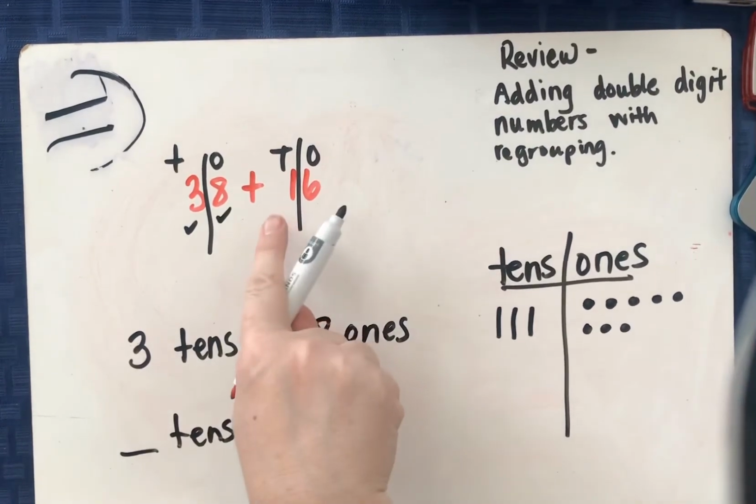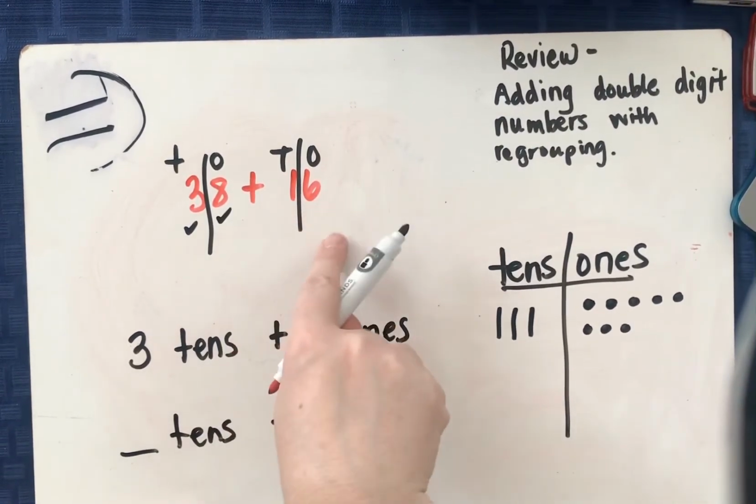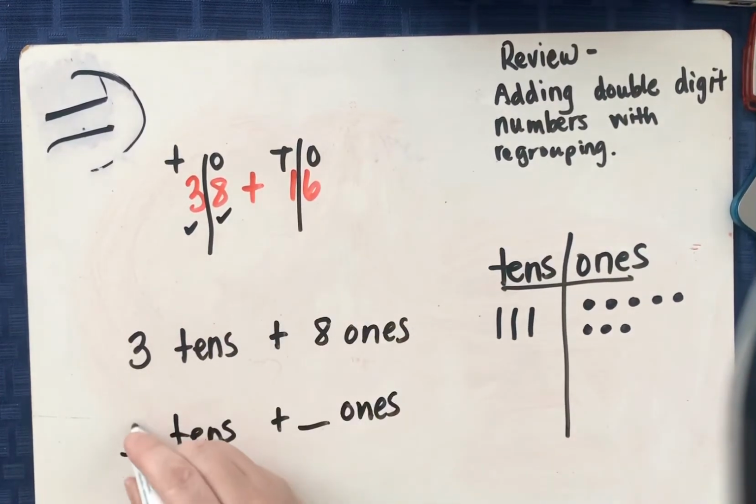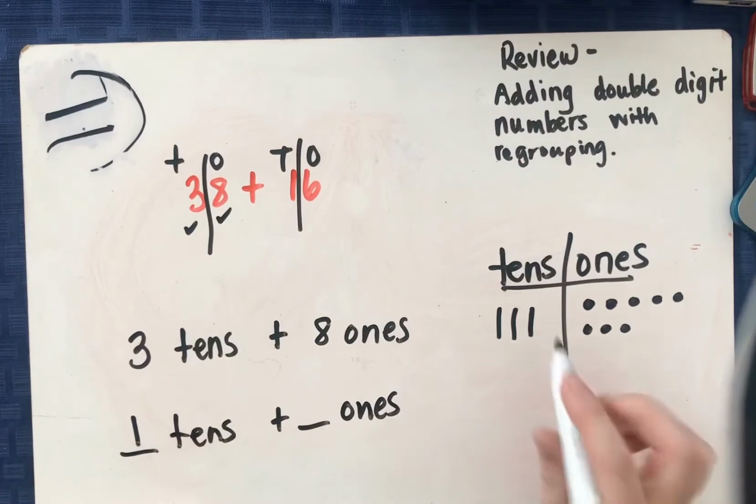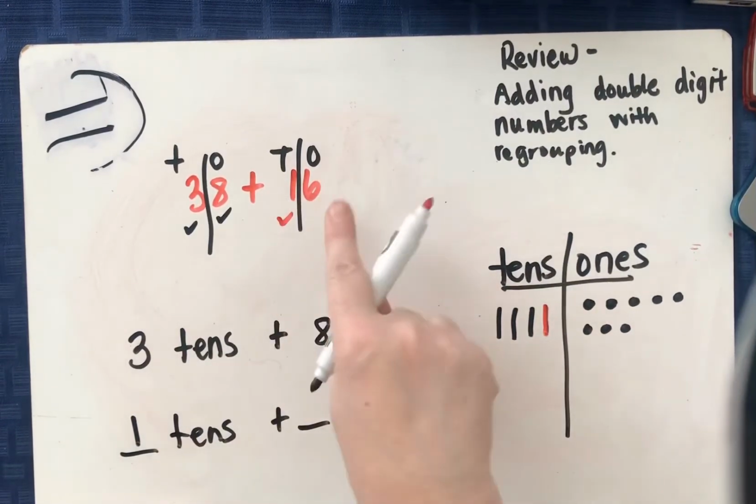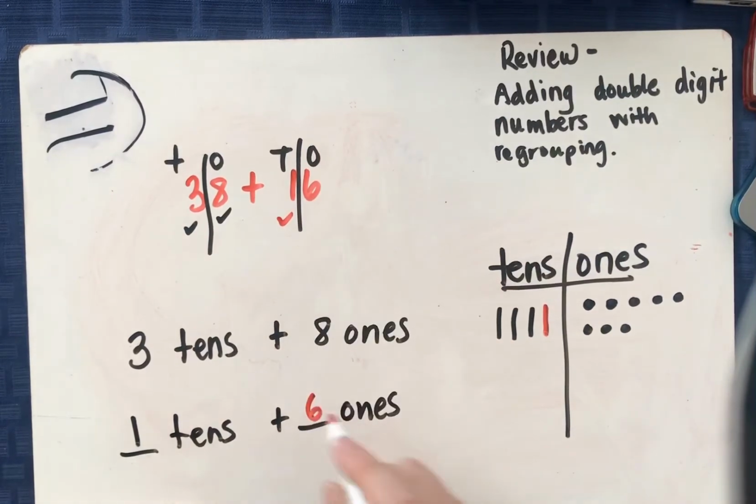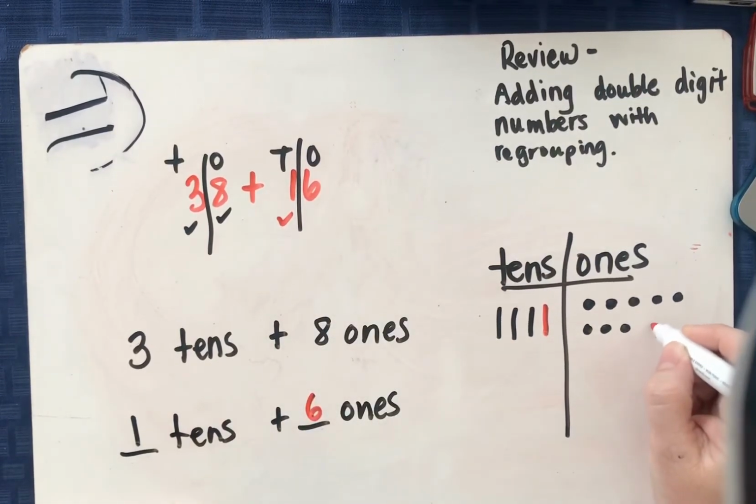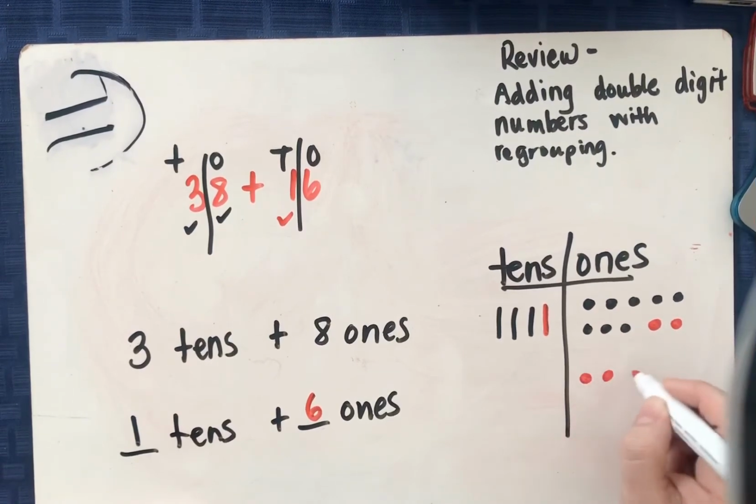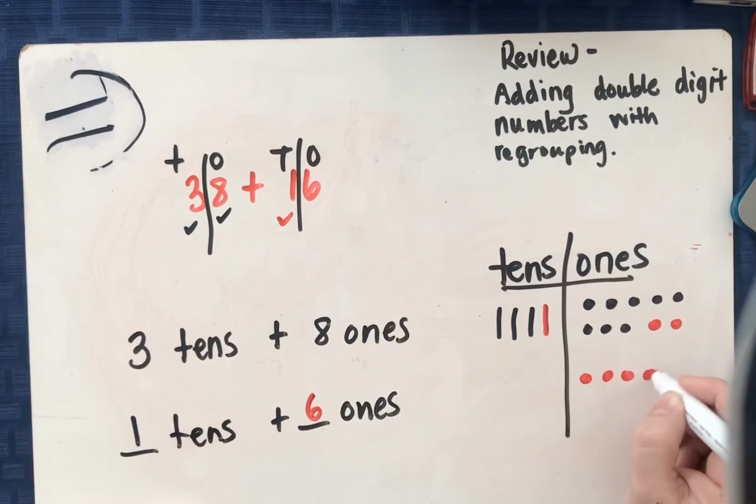My next digits are a 1 and a 6. Okay, so in the number 16, I have 1 in the tens place. I'm going to go over here to my tens place and draw 1 ten. Check. And 6 ones. I'm going to draw 6 ones here. 1 one, 2 ones, new line, 3 ones, 4 ones, 5 ones, 6 ones.